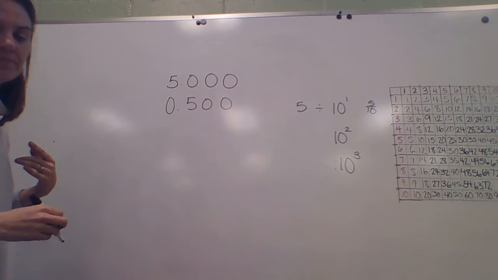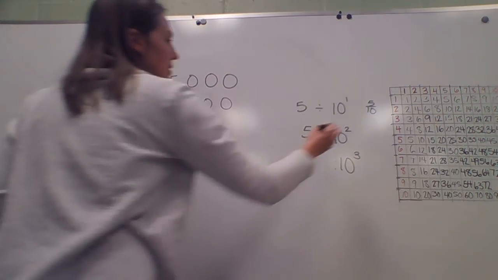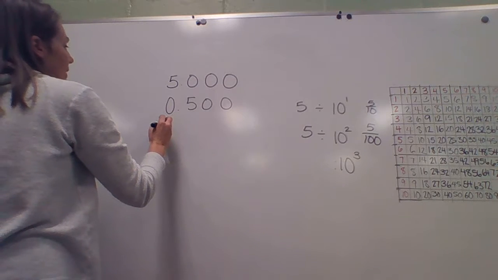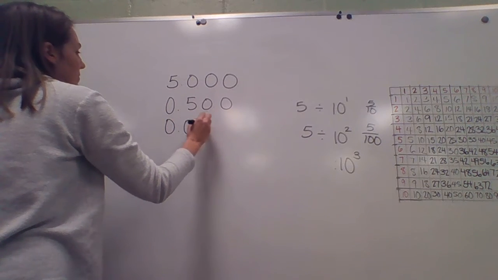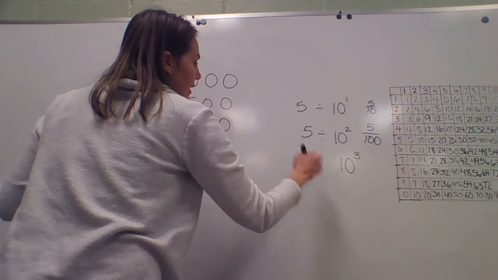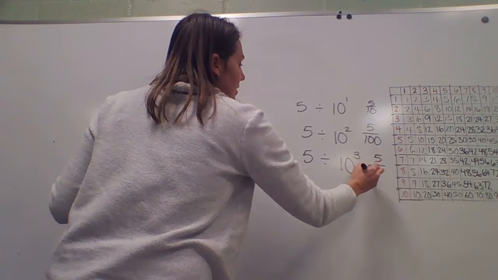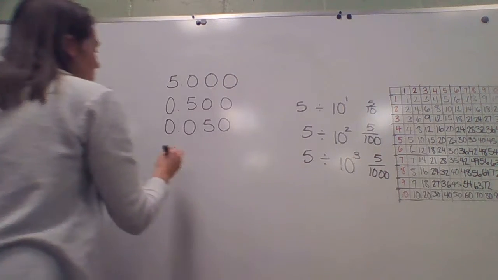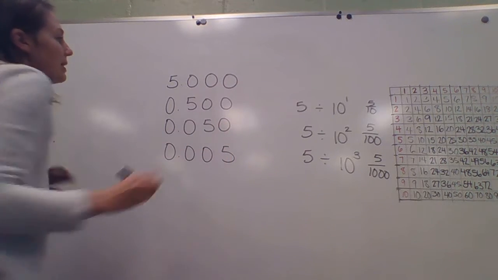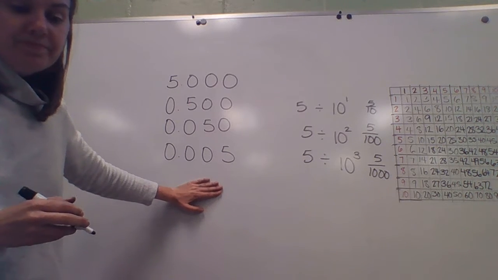Now, if I have 5 divided by 10 to the power of 2, that's like saying I have 5 out of 100, or 5 hundredths. So now my 5 is going to move to the hundredths place. And the last one, I have 5 divided by 10 to the power of 3. That's like 5 out of 1,000, or 5 thousandths. My 5 is going to migrate one more place value over to be in the thousandths place.